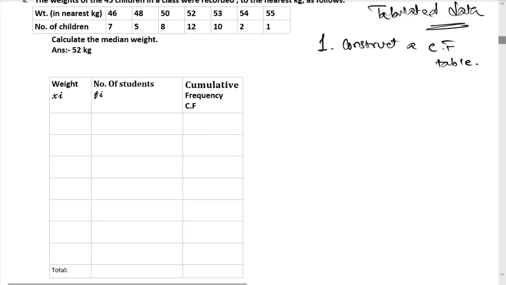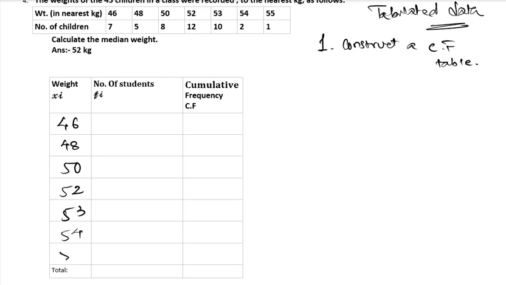What are the XIs? XI means weight, right? That is your observation: 46, 48, 50, 52, 53, 54, 55. Great. Then the respective frequencies: 7, 5, 8, 12, 10, 2, 1. Now the cumulative frequencies.